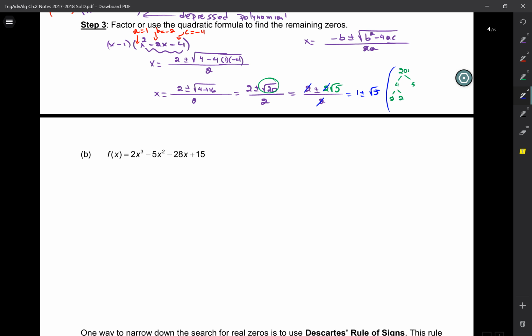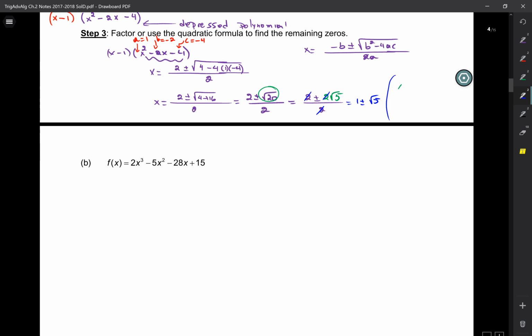So finally, my answer is x equals 1 from before, from here, and x equals 1 plus or minus root 5. So how many solutions is that total? 3, because it's 1 plus root 5, 1 minus root 5, and 1, so 3 total solutions.